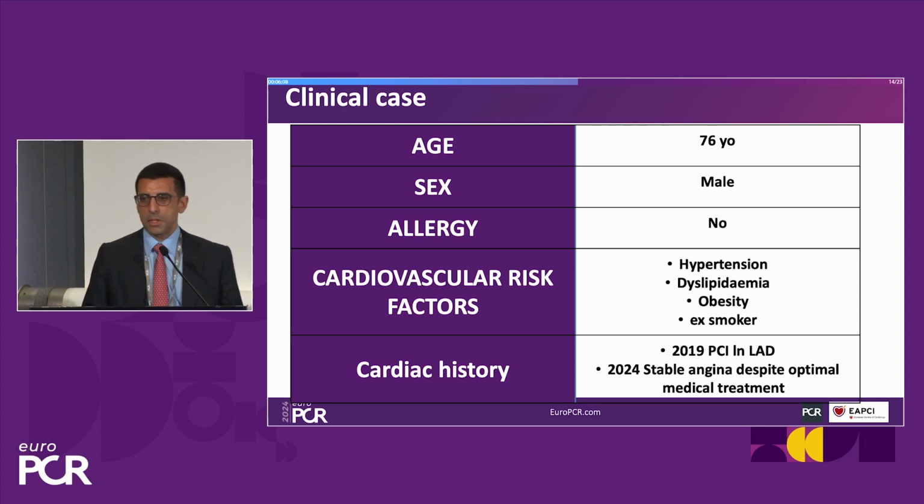I guess that, as interventional cardiologists, we are very interested in cases, and we do a case like this one that I present to you. He's a male of 76 years old. These are the cardiovascular risk factors. The patient had a long history, starting in 2019 with a PCI of the LAD. He was okay until 2024, actually 2 months ago, when he came back for stable angina. In this case, the GP was quite good because they started with the optimal medical treatment, but despite that, the patient was still symptomatic, and that was the reason why the patient came to us.